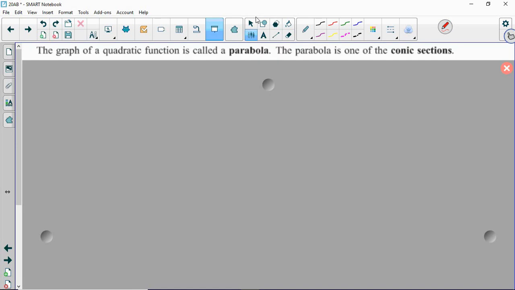So now in section B, we're discussing the graph of the quadratic. Now, the graph of a linear function was called a line, and that kind of makes sense. But the graph of a quadratic function, it's not called a quad, it's called a parabola.